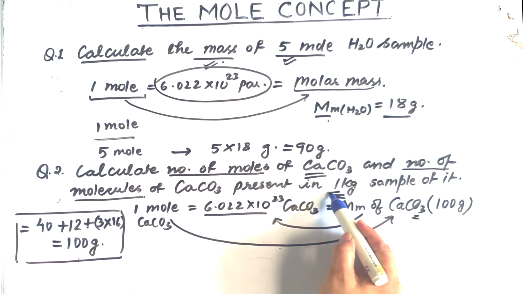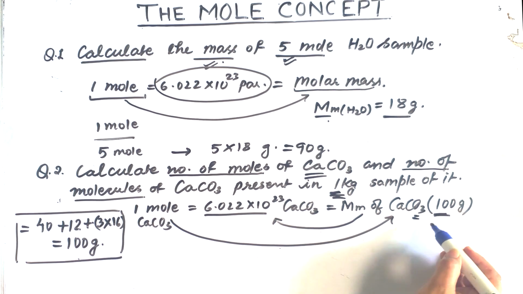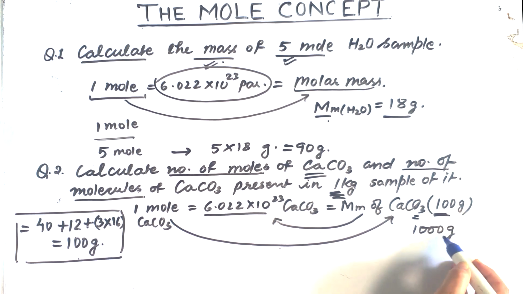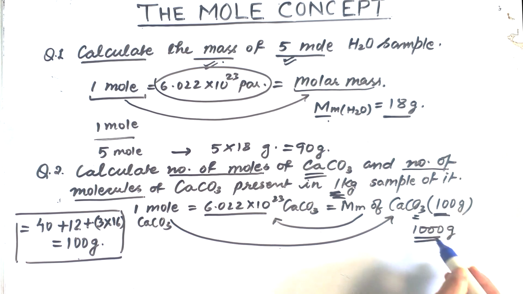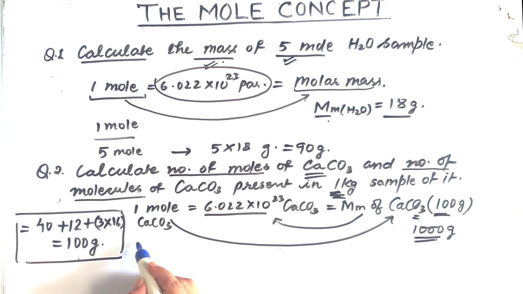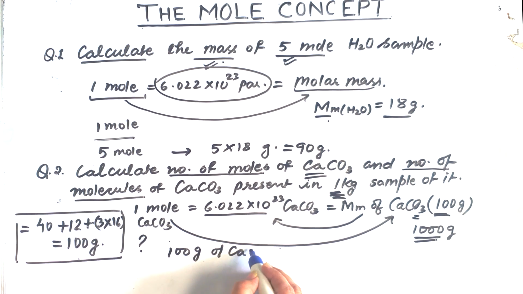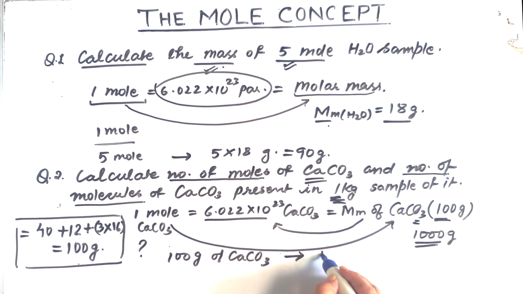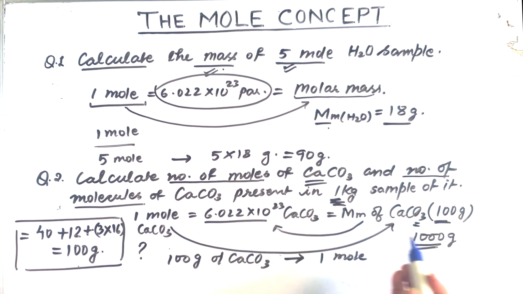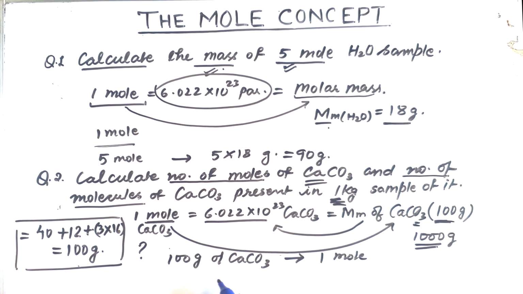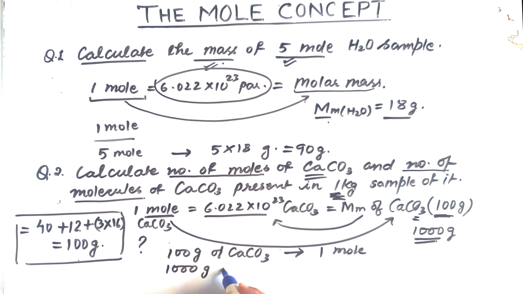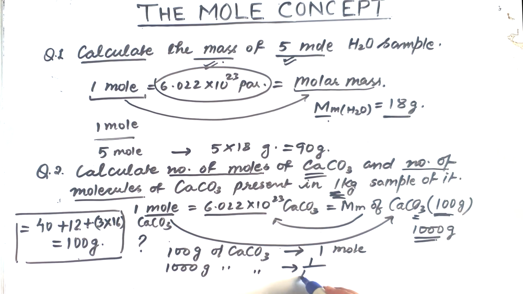Okay, so let us find out what is given and what is asked. You are given here a 1 kg sample. I have converted 1 kg into 1000 grams, and what is asked? Number of moles. So you can relate: if 100 grams of CaCO3 contains 1 mole, look at the relation, 100 grams is equal to 1 mole, so 1000 grams will be equal to 1 upon 100 multiplied by 1000, that means 10 moles.